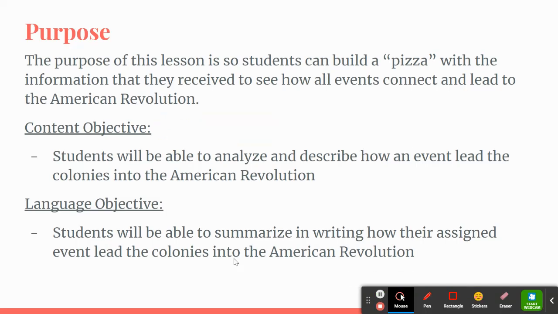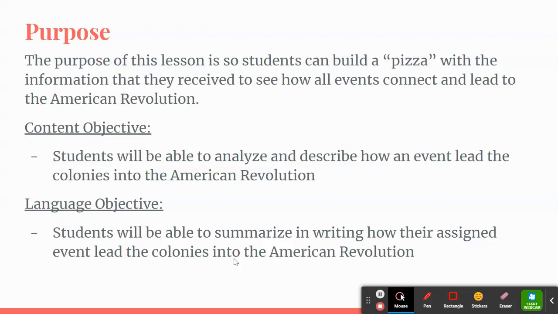Okay, so the purpose of this lesson is so students can build a pizza, quote unquote. I'll show some images to help us understand this, but students build a pizza with the information that they receive to see how all events connect and lead to the American Revolution. So this is for a high school U.S. history class, which students need to graduate.